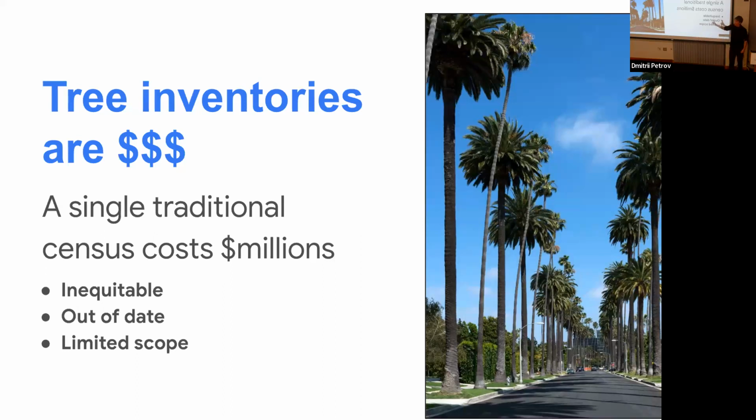This means that these censuses are inequitable. Many cities that are less wealthy, or are in political areas that might prioritize environmental infrastructure a little less, tend to not collect this information because it's an expensive cost. They tend to be out of date. The last time before this that LA did a tree census was 15 years before. And they also tend to be limited in scope, like maybe a certain neighborhood is able to do this census. But again, that ends up increasing inequity because the neighborhoods that pay for the censuses tend to be the neighborhoods that are more wealthy.